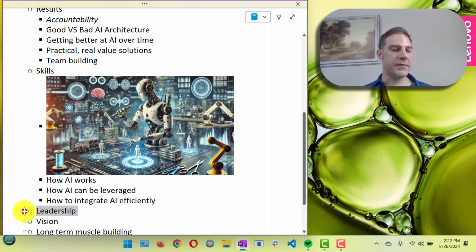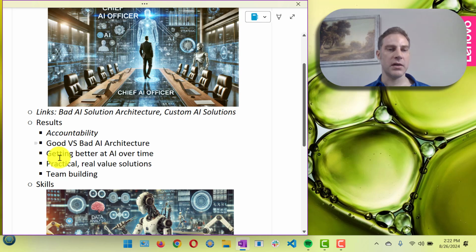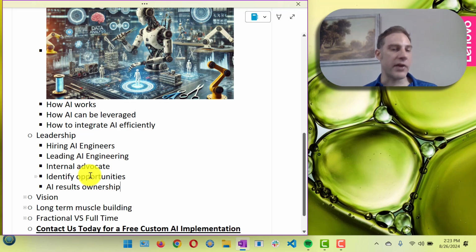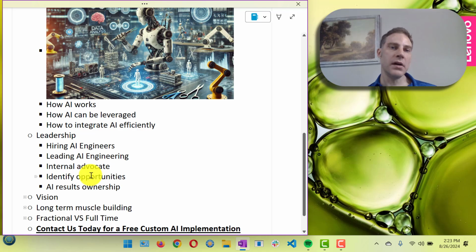Leadership. I alluded to this before, which some of the stuff I mentioned up here, like accountability, that's leadership. Team building, that's leadership. There's a little bit more detail here. So hiring AI engineers. The primary people who work on building your solutions within your organization and actually solving real world problems are AI engineers. So this person needs to be able to hire an AI engineer.